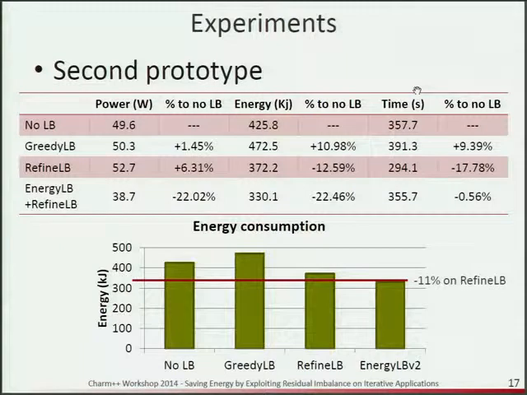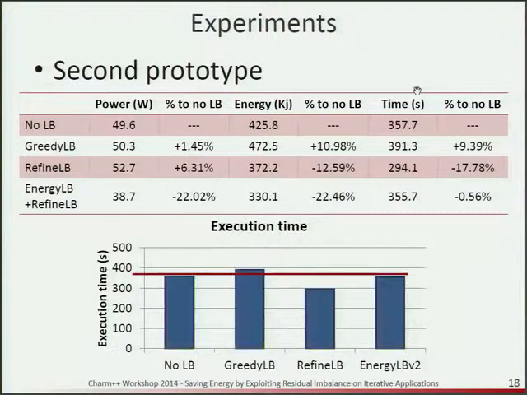And refine LB is able to save around 12% of the energy when compared to no load balancing algorithm. But when we use our second prototype here, we're able to save around 22% of the energy. And this is about 11% over what Refine LB was able to save there.